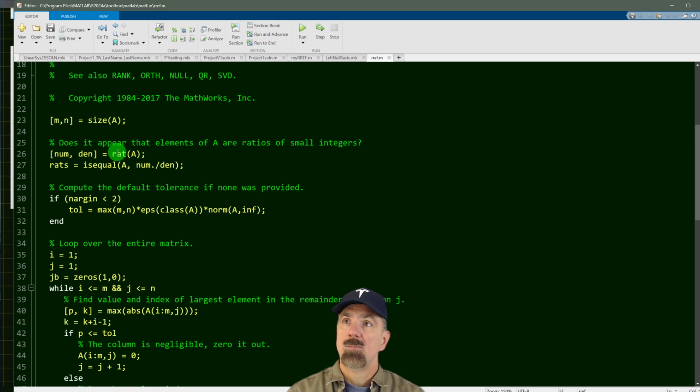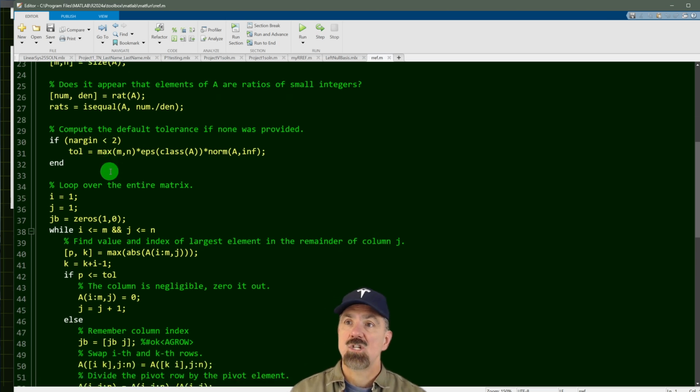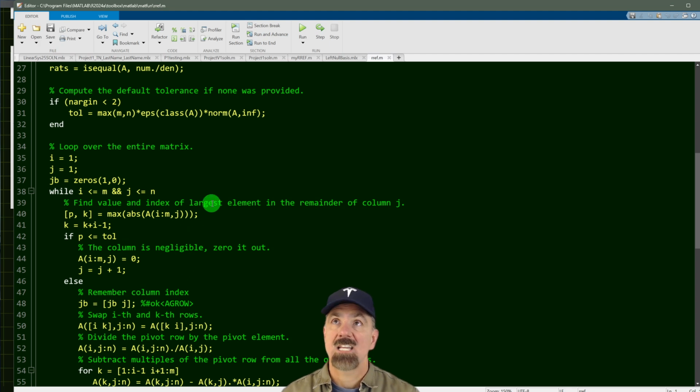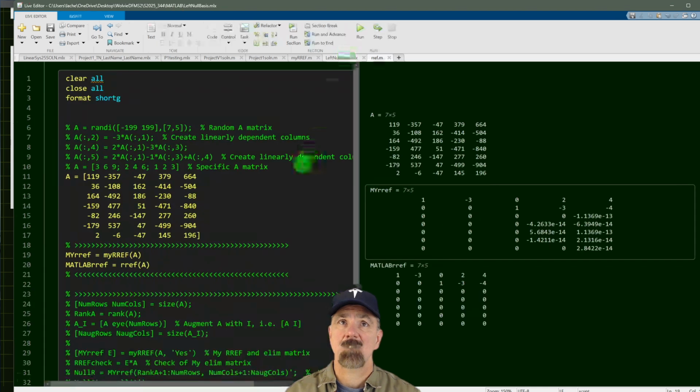But what we notice in the beginning here is it says, does it appear that the elements of A are ratios of small integers? So it takes a look at whether or not the entries are integer entries or, like I said, simple fractions. If it is, then it changes the way in which it does the calculations in here. And the result is something that looks pretty, but is not as accurate. So that's something that we just have to be aware of when we use the RREF. We're going to end up modifying our RREFs from project one, but we'll talk more about that later.